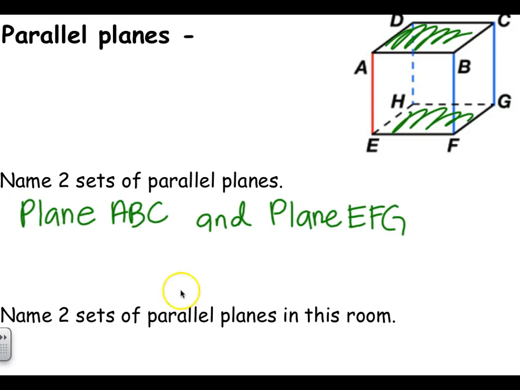And then give me two sets of parallel planes in this room. So think about my classroom and go ahead and jot down two examples of parallel planes. So you could have said the ceiling and the floor. You could have said the front of the room, the back of the room, the window wall, and then the opposite wall. Okay, so that's examples of parallel planes in my classroom.